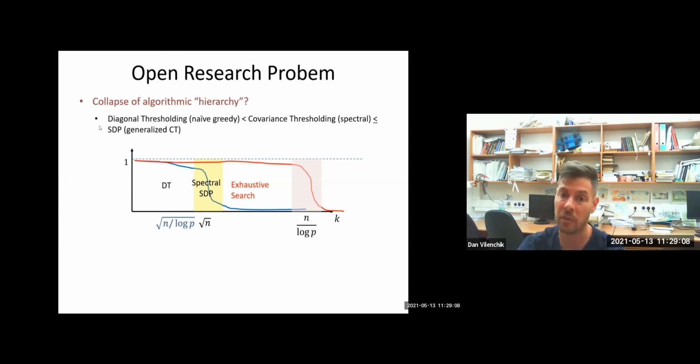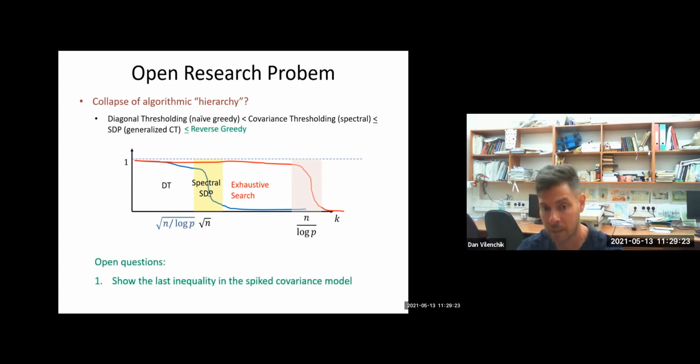And then on top of it, you can use semi-definite programming, which is yet another generalization of this spectral technique. So it seems like as you take more and more sophisticated algorithms, you do better in terms of SNR. But I think that this picture is wrong, because in the planted clique, it's wrong in some sense.